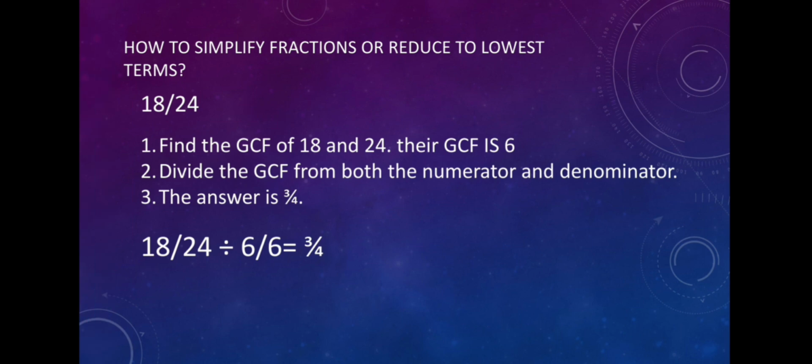So how to simplify fractions or reduce to lowest terms? For example, 18 over 24. The first step is to find the GCF of 18 and 24. Their GCF is 6. Number 2, divide the GCF from both the numerator and the denominator, and you will obtain the answer 3/4, just like what is shown on the slide.